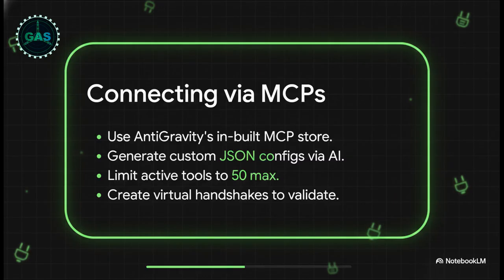A quick pro tip for you here though. Limit your active tools to a maximum of 50. You really want to preserve the AI's context memory window to keep it focused. Oh, and always create virtual handshakes to double-check the data is flowing correctly before you tell the system to go ahead and build out the full logic.